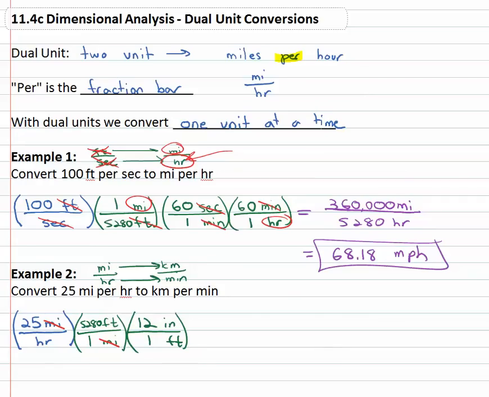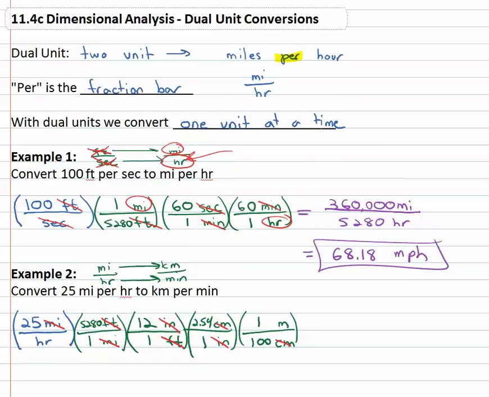1 foot is 12 inches. And now the feet are gone. But we don't want inches either, so we need to get rid of the inches by putting them in the denominator, and this is how we're going to move over to the metric system by changing the inches into centimeters. 1 inch is 2.54 centimeters, and so the inches divide out, but we still don't want centimeters. So we do another conversion factor. We can keep going all day until we finally get the units we want. To get rid of centimeters, they have to go in the denominator. They're already in the numerator. And we can change centimeters into meters. 1 meter is 100 centimeters.